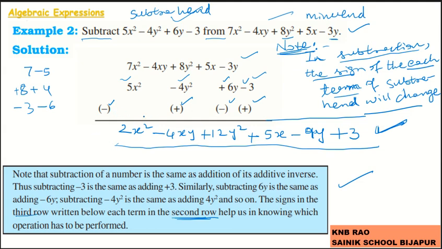That means we are changing the symbols of this subtrahend. The terms of the subtrahend are getting changed. This helps us know which operation has to be performed. So I simply mentioned with this simple note, that is, while doing subtraction, the sign of each term of the subtrahend will change. That's it. With this simple note, this entire concept is remembered. Okay, children. Now with this I have completed the operations addition and subtraction of algebraic expressions.